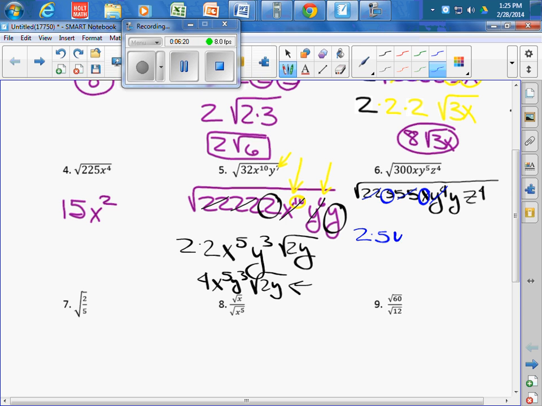Y to the 4th becomes y squared. Take half of the exponent. This y stays behind. I'll have z to the 2nd, since 4 divided by 2 is 2. What stays behind? I have the 3, the x, and the y. Simplifying the result, 2 times 5 is 10, y squared, z squared, radical 3xy.